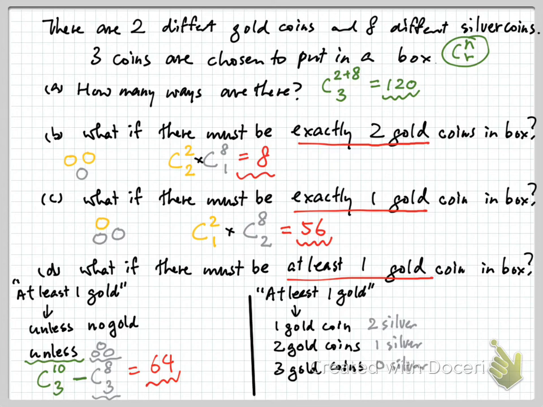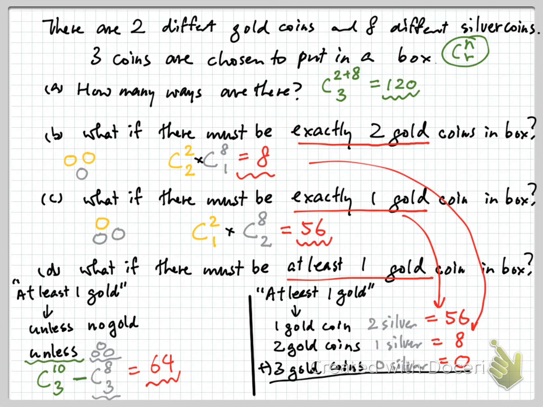So it is just the sum of the answers from before. Exactly 1 gold coin is 56. We already did that. Exactly 2 gold coins is 8. Exactly 3 gold coins, the answer is 0. Now these 3 events are mutually exclusive. It's either 1 gold, 2 silver, or 2 gold, 1 silver, or 3 gold, no silver. So you just add them together, and the answer goes to 64. It's just the same as the previous answer.